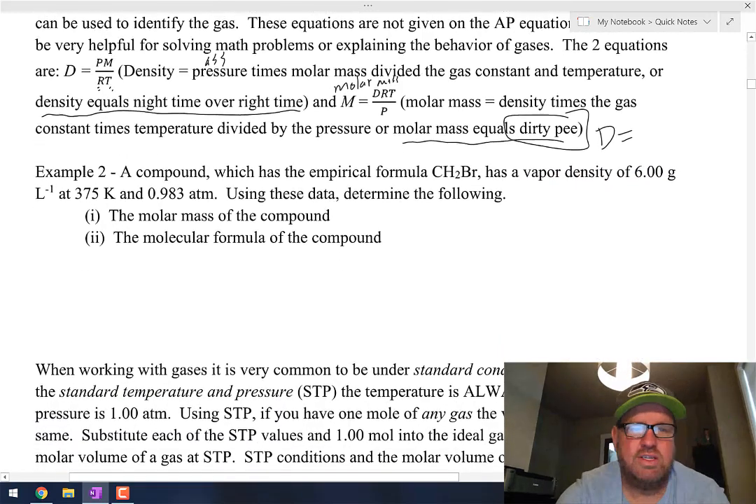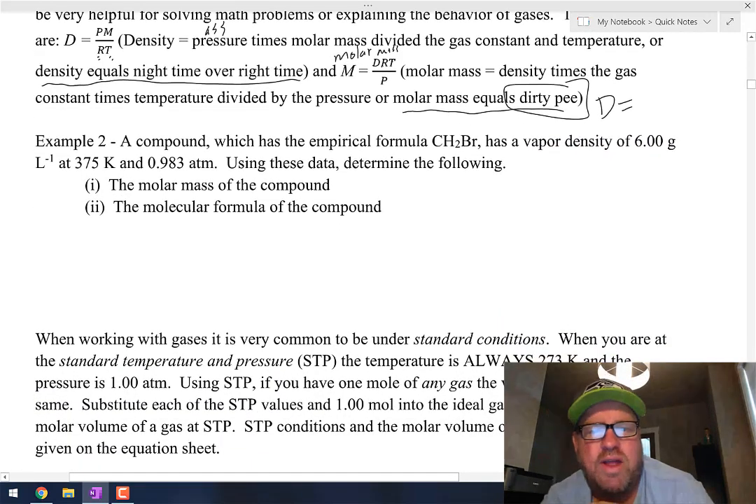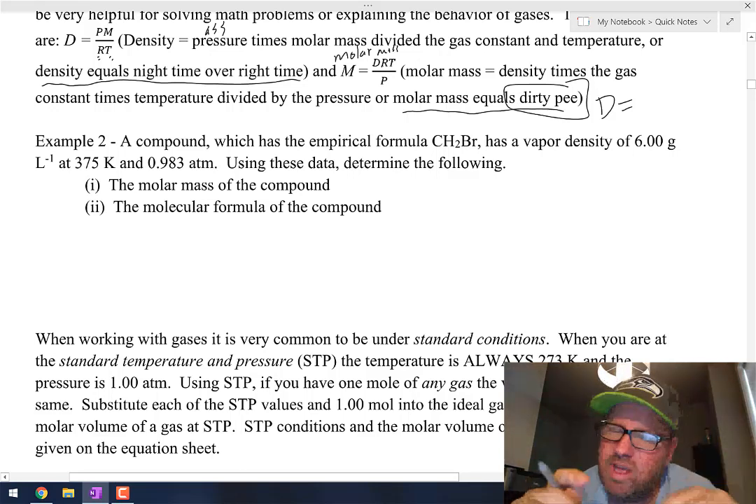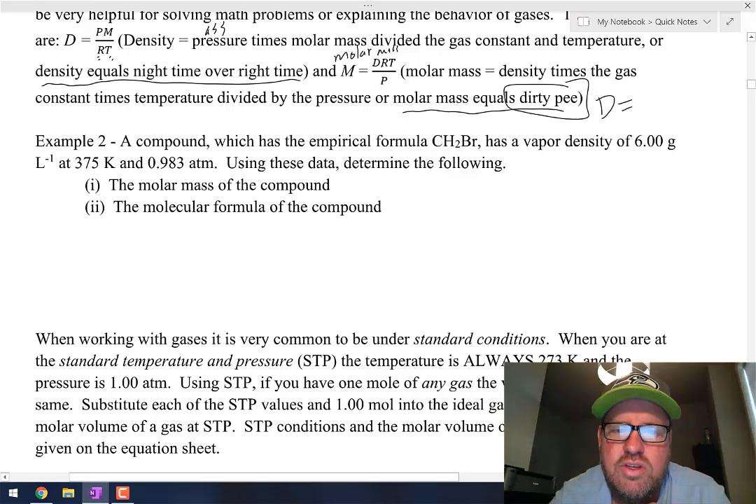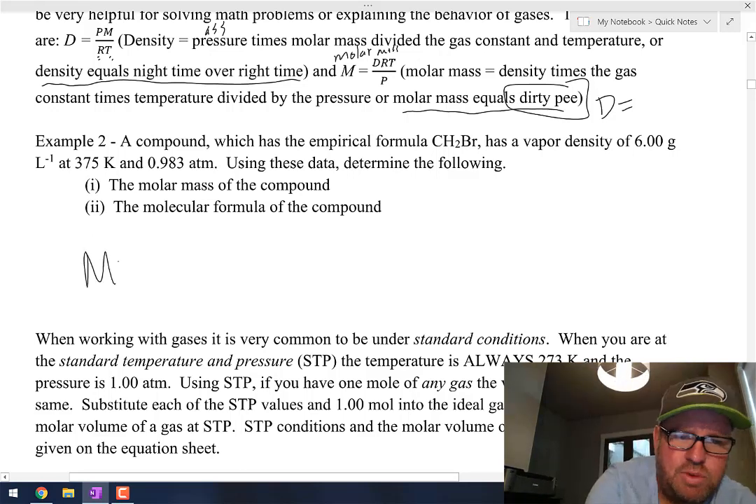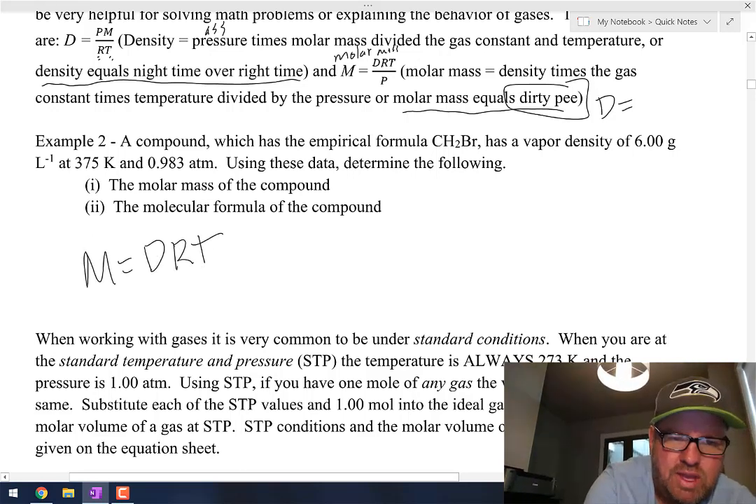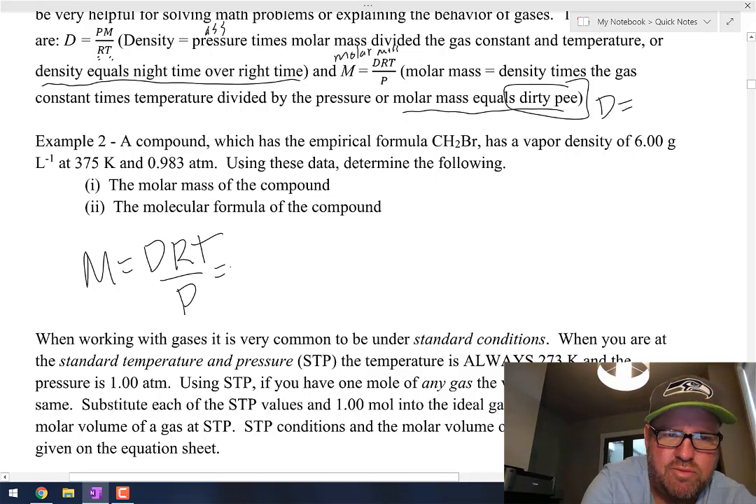Okay, so let's look at an example with this. A compound has an empirical formula of CH2Br. We remember that the empirical formula sometimes isn't the real formula, it's just the ratio of the elements to each other in the formula. It has a vapor density of 6.00 grams per liter at 375 Kelvin and 0.983 atm. Use this data to determine the molar mass of the compound. So molar mass is the dirty P equation, dRT over P.